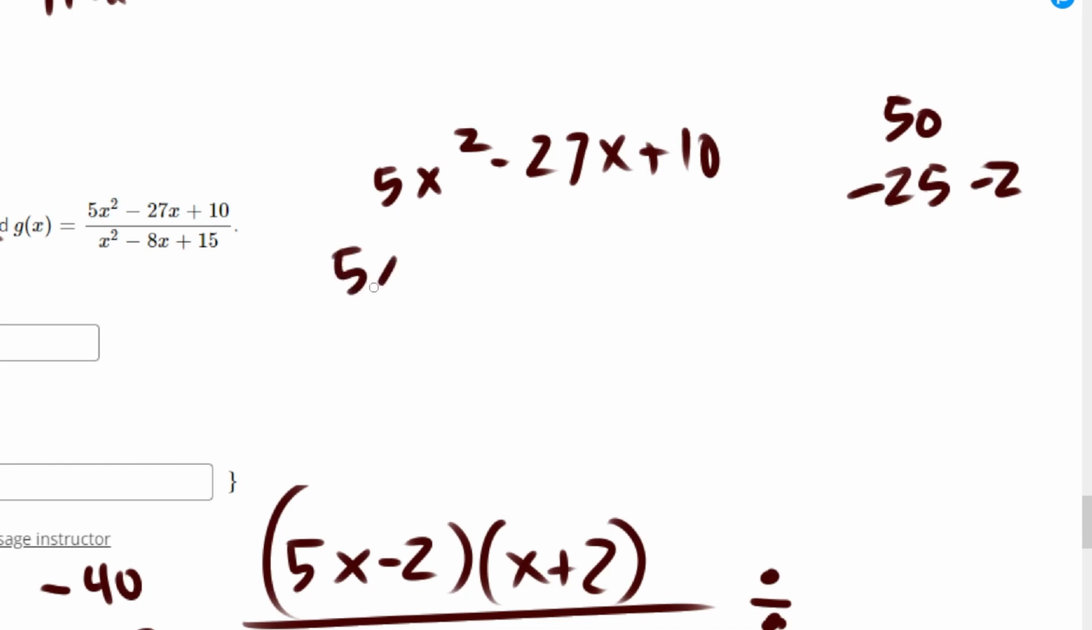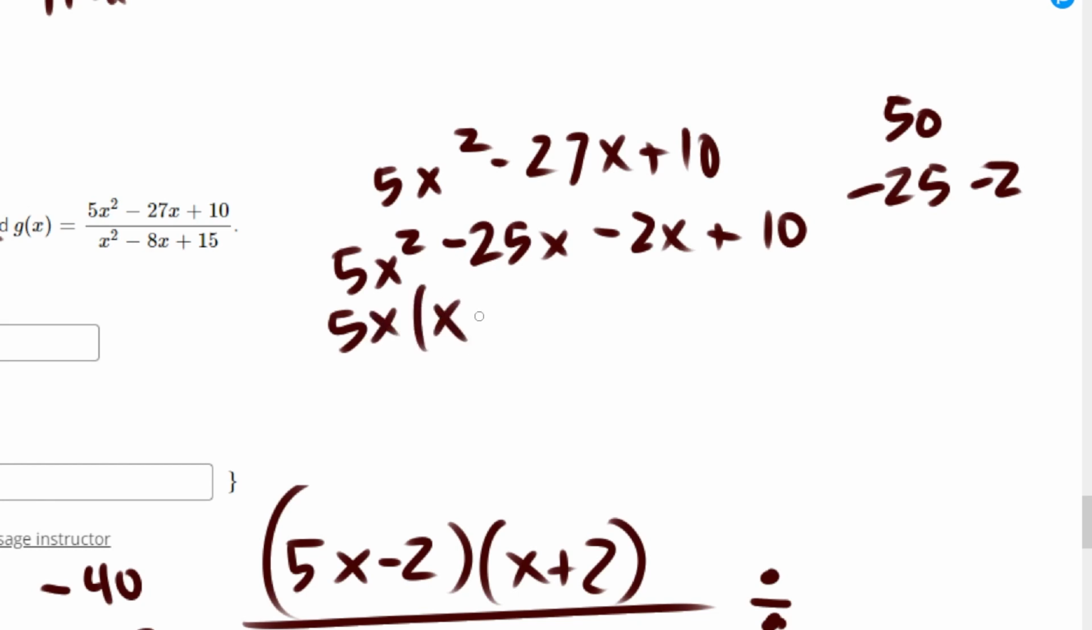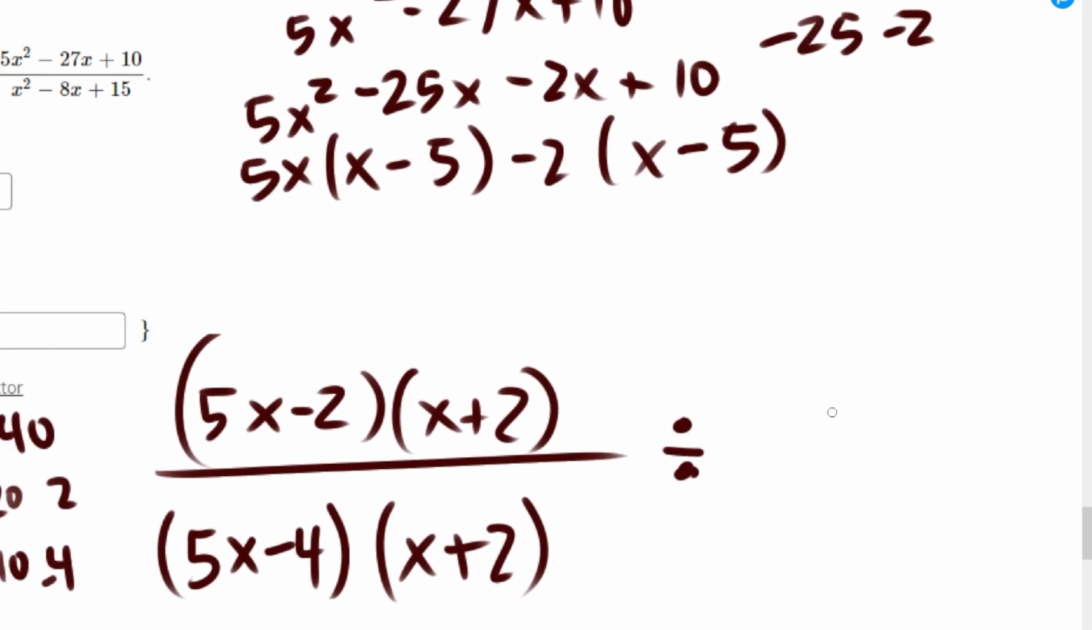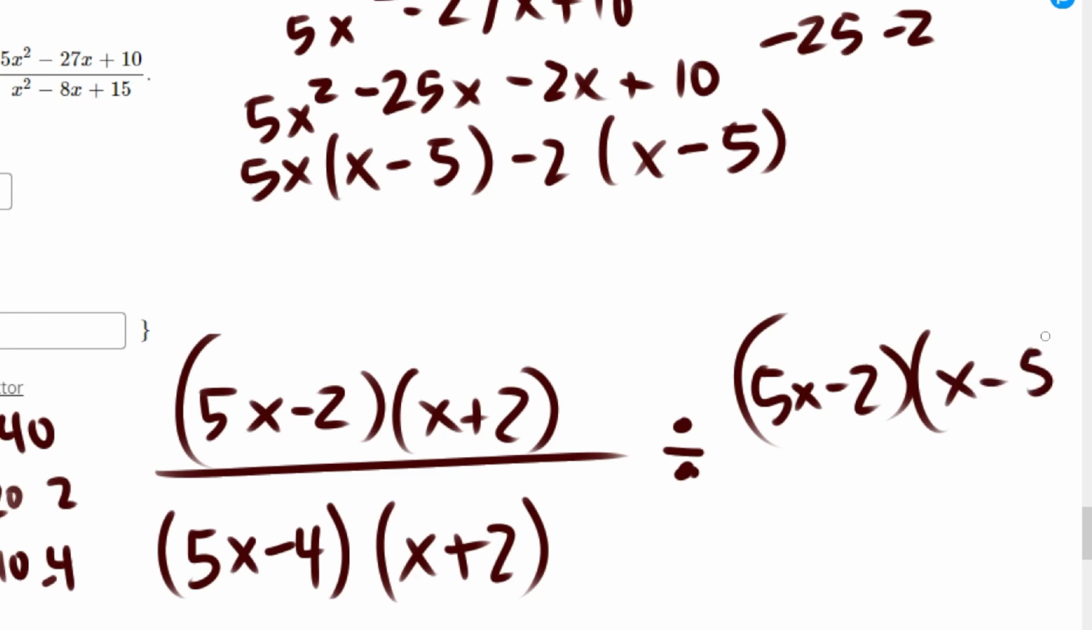So we'll have 5x squared minus 25x minus 2x plus 10. Now we can factor by grouping. Take out the 5x, and that'll leave us with x minus 5. And then we can take out a negative 2, which will leave us with x minus 5. And our top for this part will be 5x minus 2 times x minus 5.